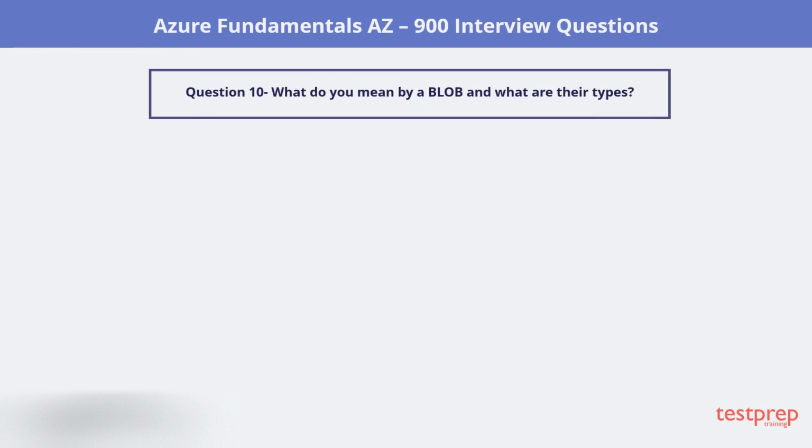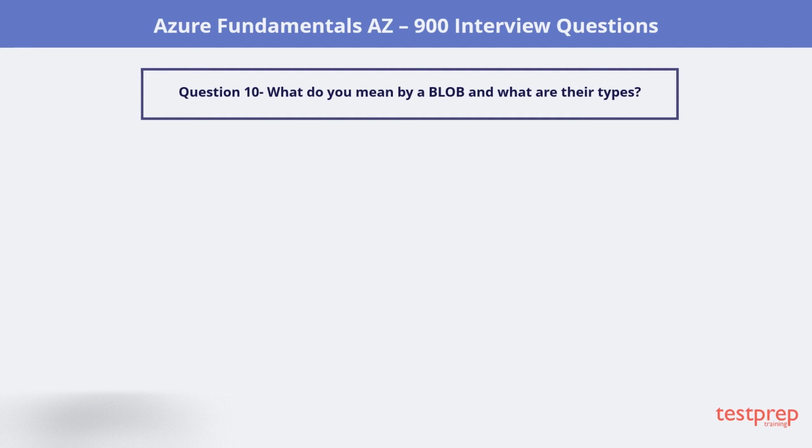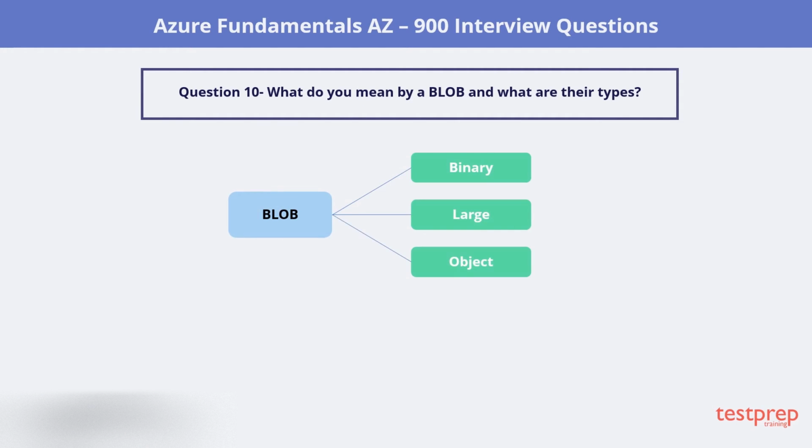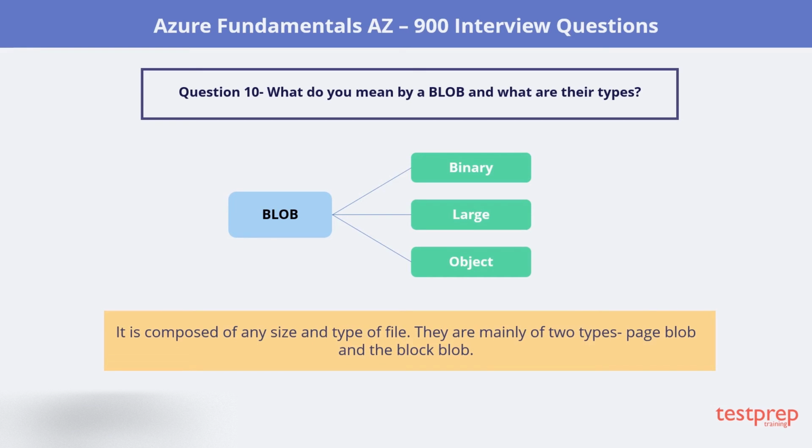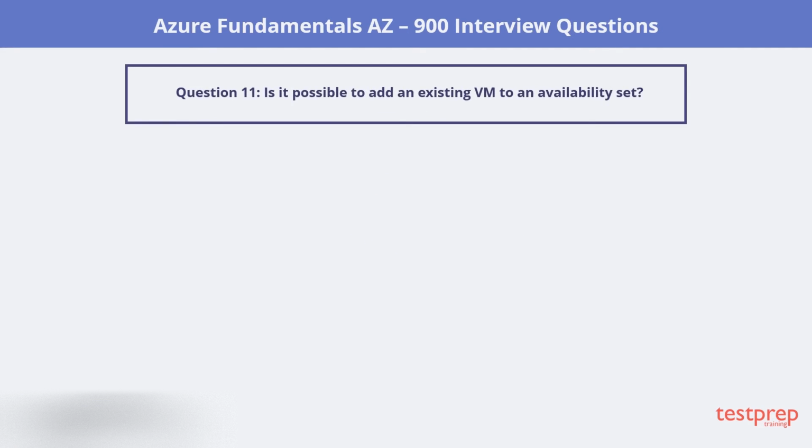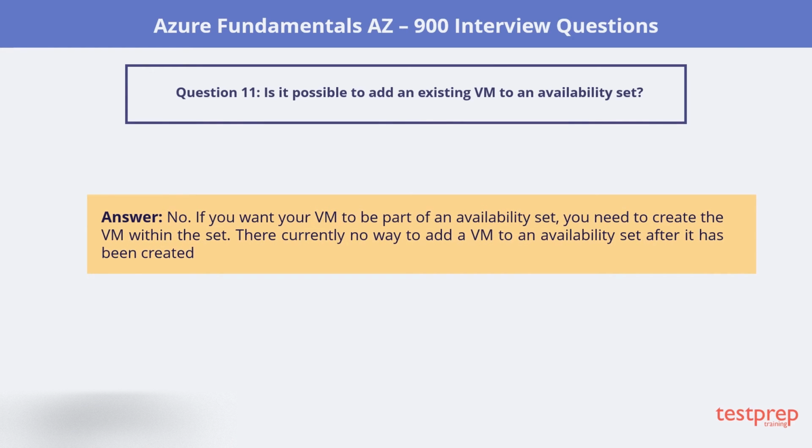What do you mean by a blob, and what are their types? Blob is a binary large object that is composed of any size and type of file. There are mainly two types of blob, one is page blob, and the other is block blob. Is it possible to add an existing VM to an availability set? The answer is no. If you want your VM to be part of an availability set, you need to create it there.